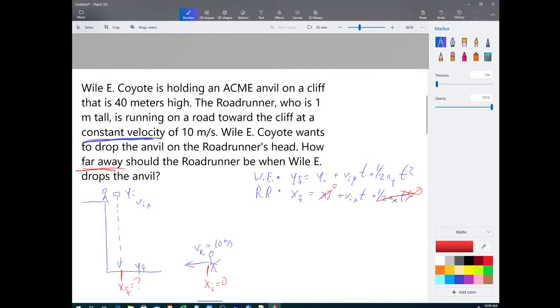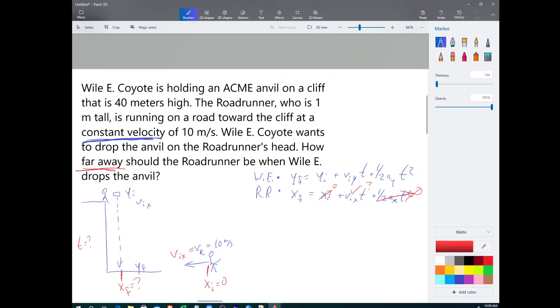I'm going to use that as the place that I'm looking for. I could also change the order. I could call xf 0, and xi, therefore, would be my question mark. But this is how I'm going to do it. I know that this is going to be my initial velocity in the x direction. I don't know how much time it's going to take for him to get there, though. So time is an unknown.